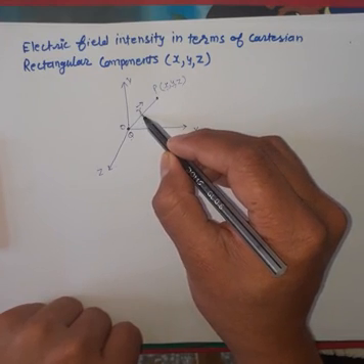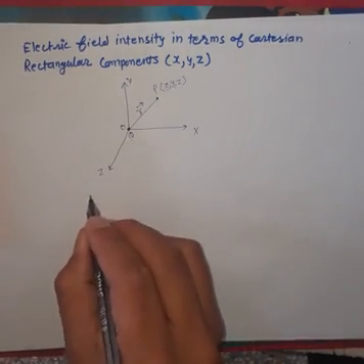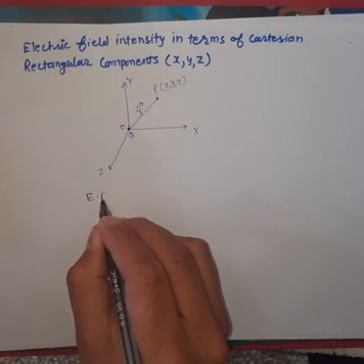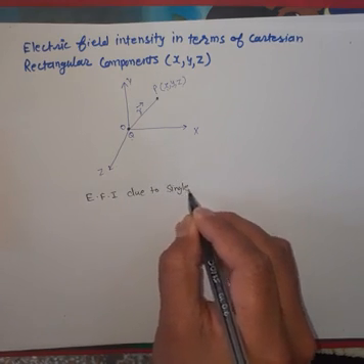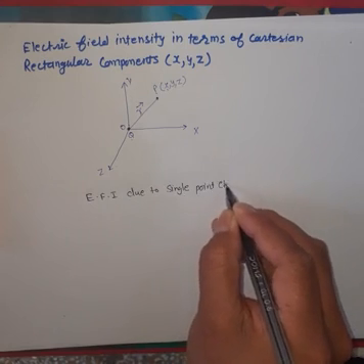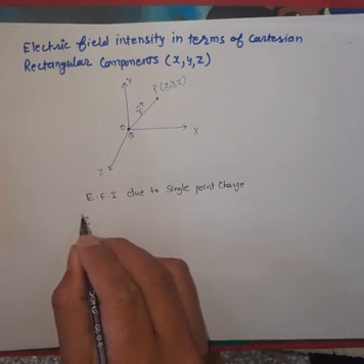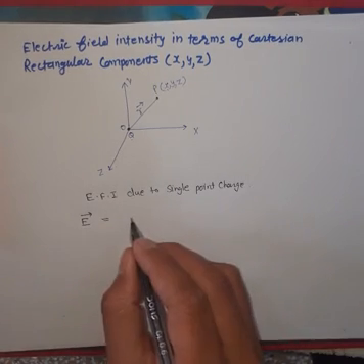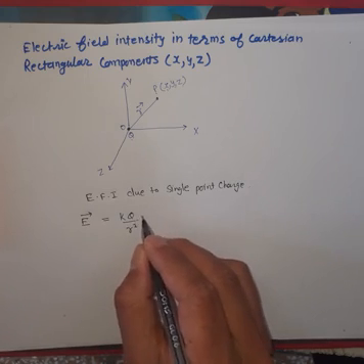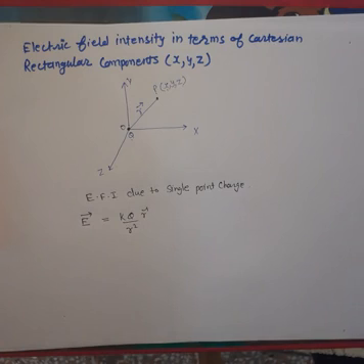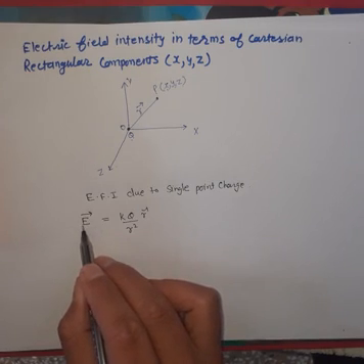As students, in the previous video we came to know the electric field intensity due to a single point charge. So how much is that? This I have written over there, in vector form. I am going to write it as kq by r square, and the direction is r unit.